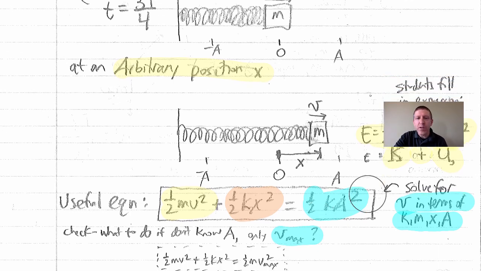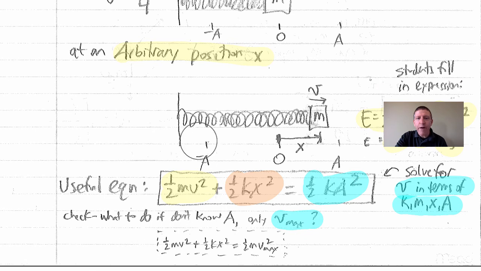You might guess that we do this. 1/2 mv squared, same as before, plus 1/2 kx squared, same as before, but now we can express that as equaling 1/2 m v max squared. So even if we don't know A, we can write this relationship. Using energy relationships is a really good way to solve for a lot of these things, because energy, as always, is one of the simplest ways to deal with motion.